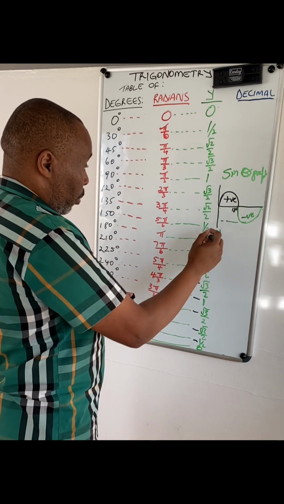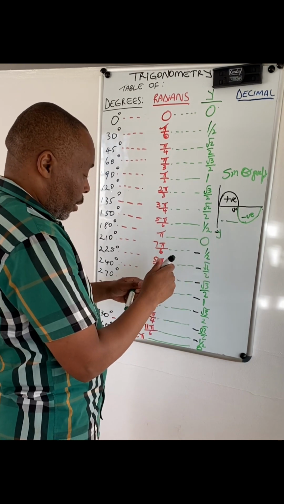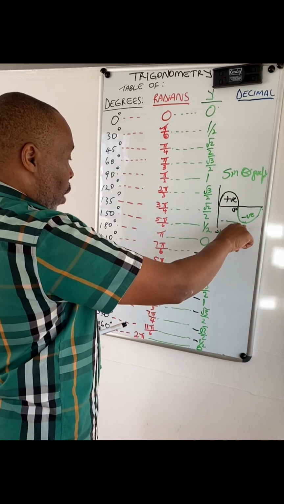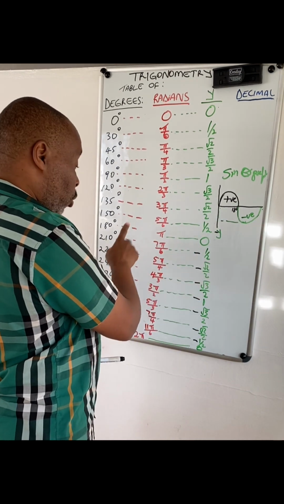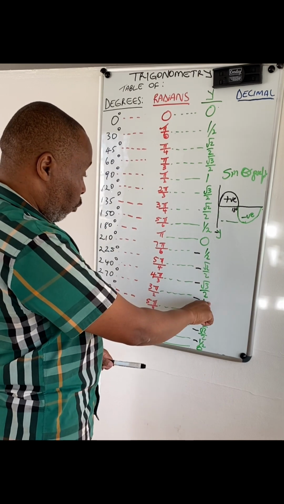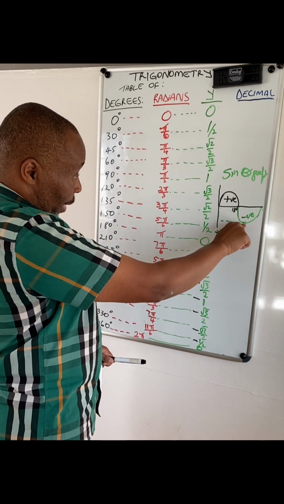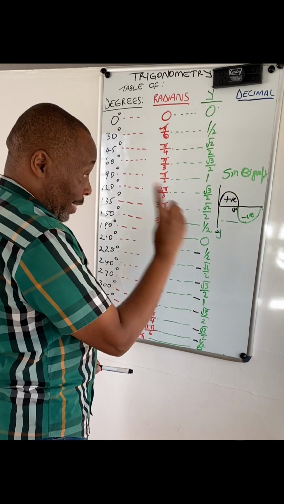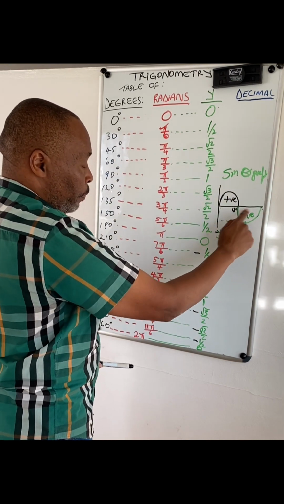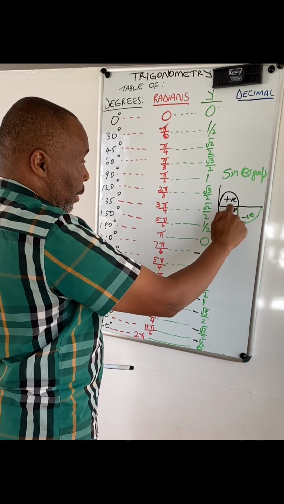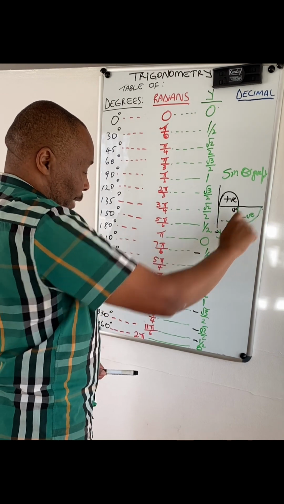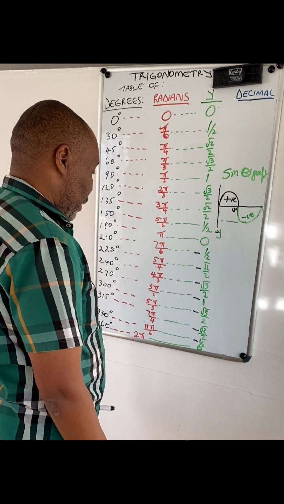This one, let me put -y. Yes, this would have been -1. At -1, it's 270. This is where it is -1, and then it starts going up again using these values, but they're still negative because it's still below the x values, where y is negative, until it reaches 360.